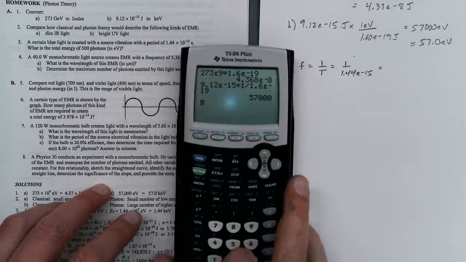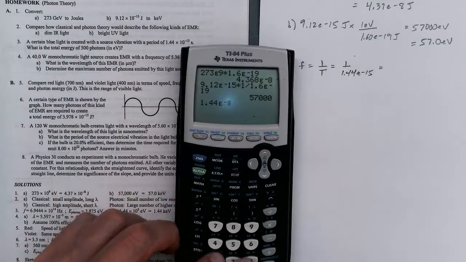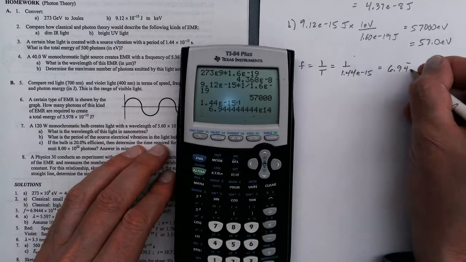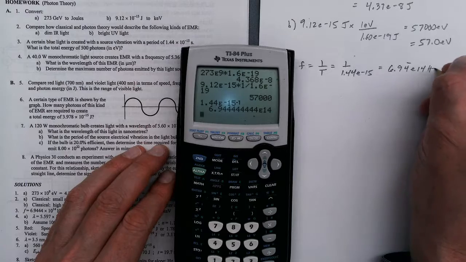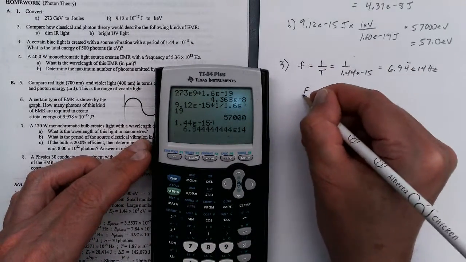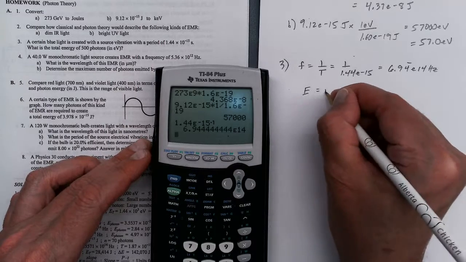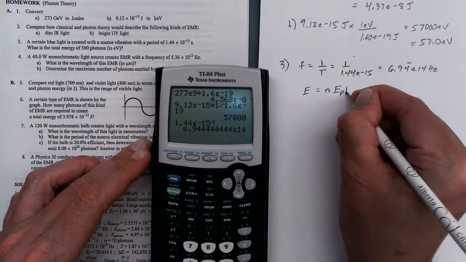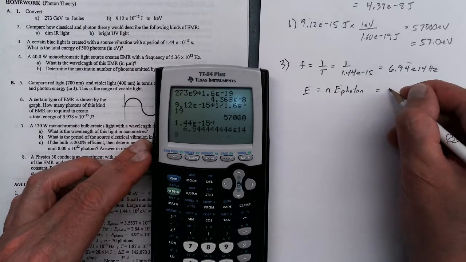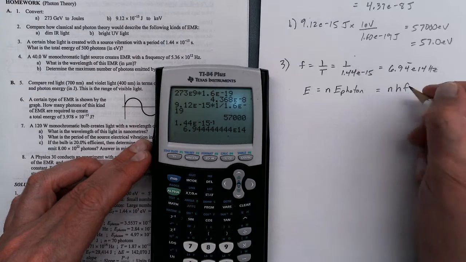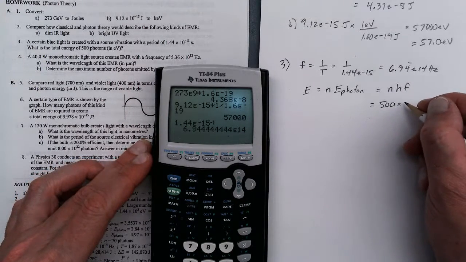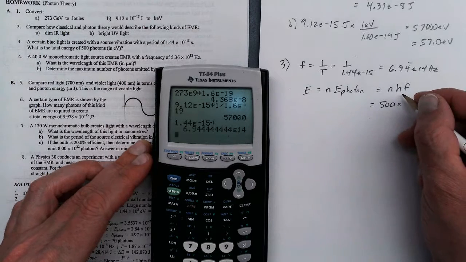So I'll do that. 6.94 repeat E14 hertz. Now the formula here. Energy is going to be n times the energy of each photon. And each photon is given by h times f, so n h f. 500 photons. The frequency here is calculated, and the Planck's constant.